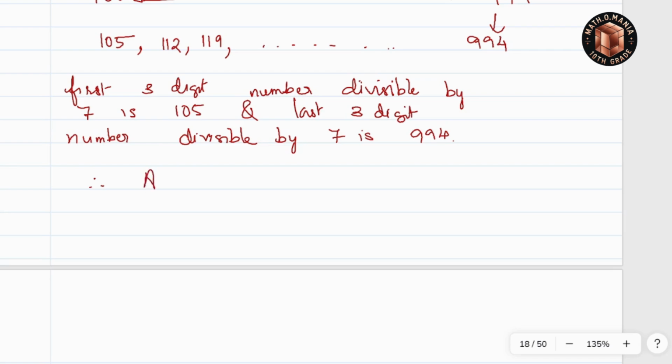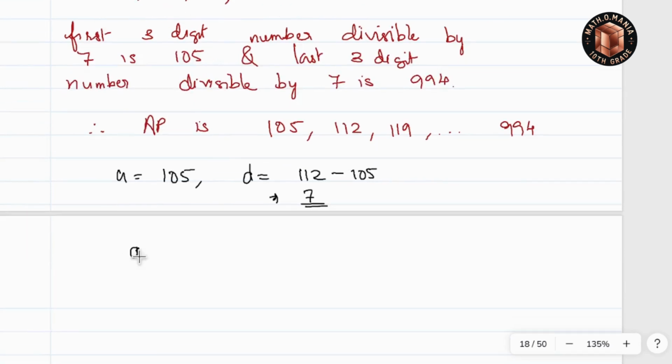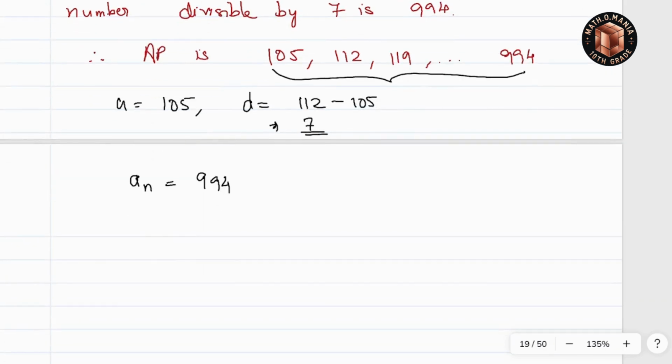Now we got our AP. Therefore, our AP is 105, 112, 119, etc. up to 994. From here, I can write A equal to 105 and D equal to 112 minus 105, which is equal to 7. And we got our An equal to 994. Now we have to find how many terms are in between 105 and 994. That is our n. How to find that one?